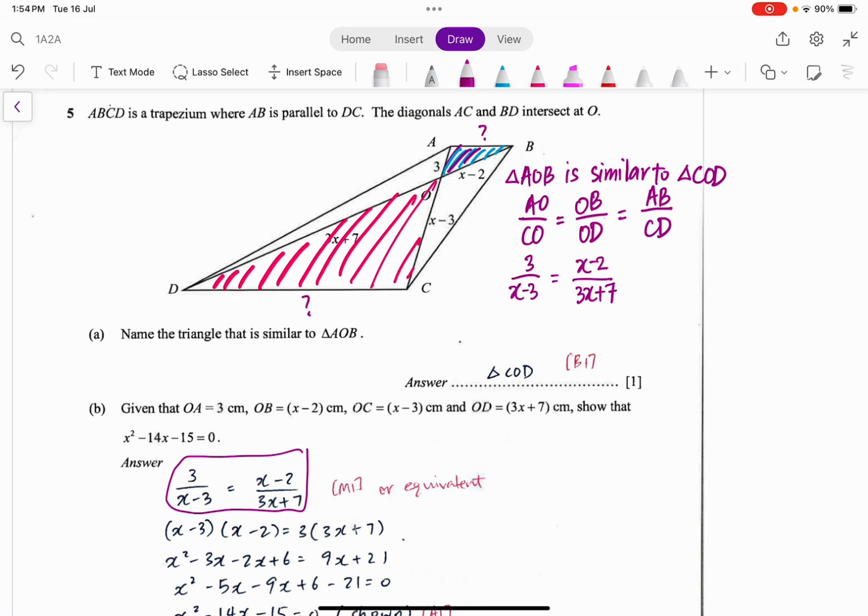Remember what you must do after you reach the final equation that they wanted? What must you say? Show. I want to make sure you know the skills needed, then we have no issues with this type of question. Okay, good.